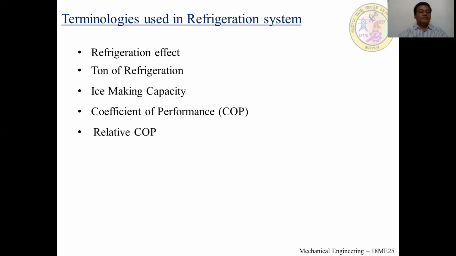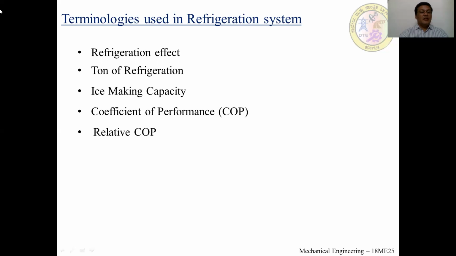The second term is ton of refrigeration. Generally the capacity of a refrigeration system is expressed in tons of refrigeration, which is the unit of refrigeration. It is defined as the quantity of heat absorbed in order to form 1 ton of ice in 24 hours when the initial temperature of water is 0 degrees Celsius. This is known as ton of refrigeration.